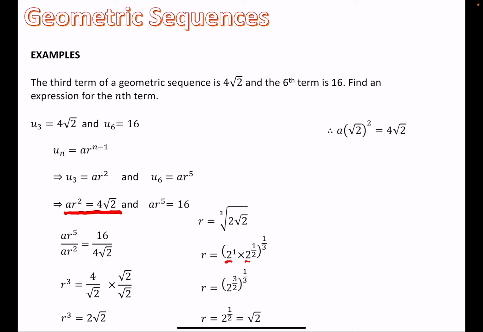So ar squared equals 4 root 2. Now knowing that r is root 2, we can say that a times root 2 squared equals 4 root 2.